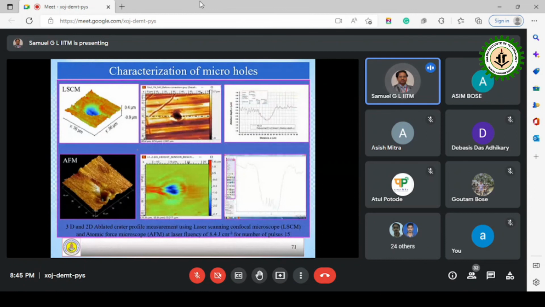So actually, why we did all these things is that, as I said, we wanted to understand what is going to happen to a material when you put only one pulse, and the amount of material which is removed is a few nanometers. How do you characterize them? It was so complex and challenging. By using different methods, we tried to characterize it. The laser scanning microscope is one of the best options. But when the sizes were even smaller, we used an atomic force microscope.